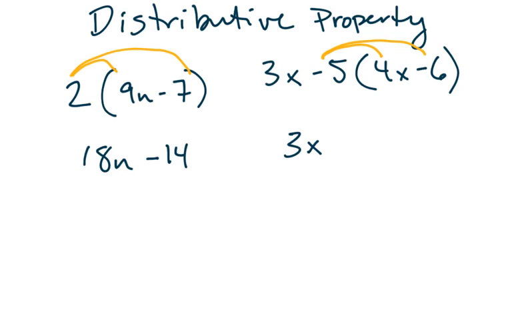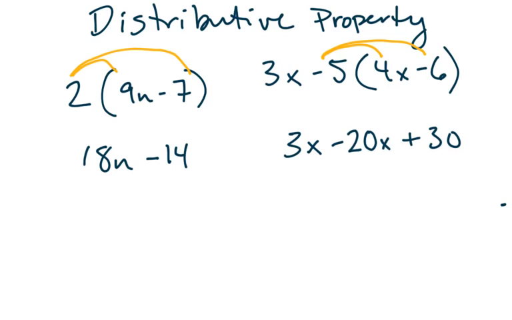I'm going to multiply. So I'm going to get negative 5 times 4x, so I'm going to get 20x, because 5 times 4 is 20, and a negative times a positive is a negative. So I'm going to write minus 20x. But then I have a negative 5 times a negative 6, which is a positive 30. So I'm going to write plus 30. And then the last step is I have to combine any like terms.